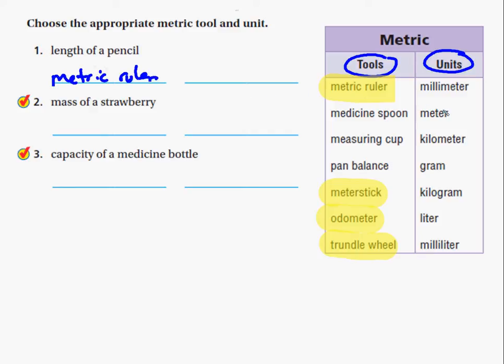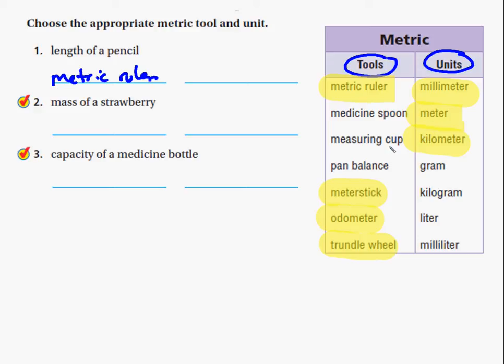And then, well, what units would I use? Well, let's see. What are the units of length? Millimeter, meter, kilometer. Gram is mass, kilogram is mass, liter and milliliter are capacity. So it's either millimeter, meter, or kilometer. Well, a meter is the size of a meter stick, which is a little bit more than a yard. And that's way bigger than a pencil, so that's not it.